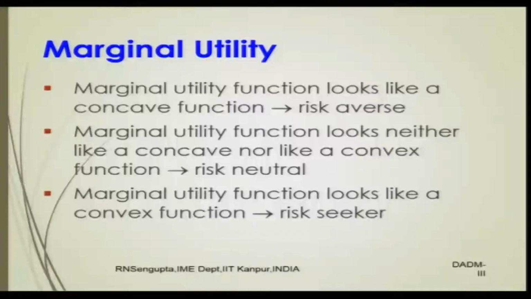Now, I have considered the marginal utility. Marginal utility means the first derivative concept. So, the marginal utility function looks like a convex function, which means I am a risk averse person. Marginal utility function looks neither like a convex nor a concave function, which is a risk neutral person. And marginal utility function looks like a convex function, risk seeker. That means I want to love risk. So, it will be increasing at an increasing rate, and for the first case it is increasing at a decreasing rate, and for the second case it is increasing at a constant rate.